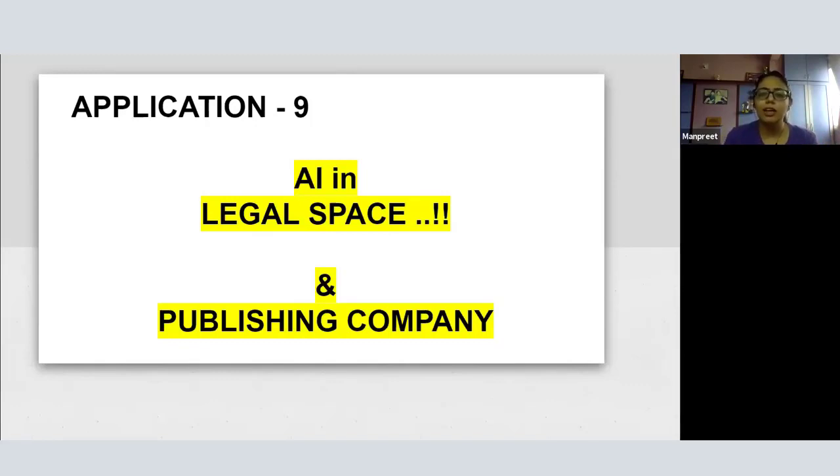So it's a very good thing when people are going to hire a lawyer, so they know that if I hire a lawyer for a particular case X, he would help me, and if I don't hire a lawyer for this, it wouldn't. So it's a very cool application that is coming, and it will help a lot. And the legal space is also now exploring AI.